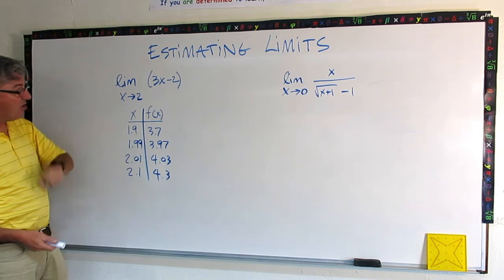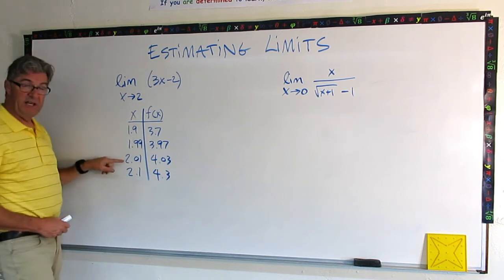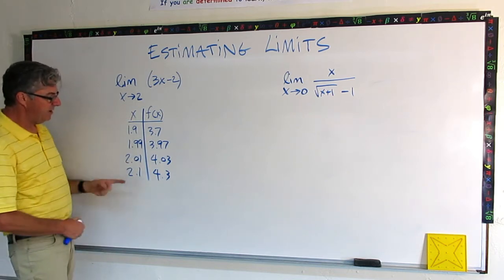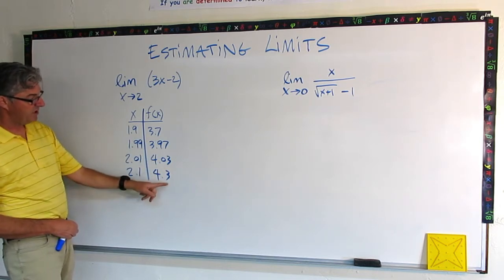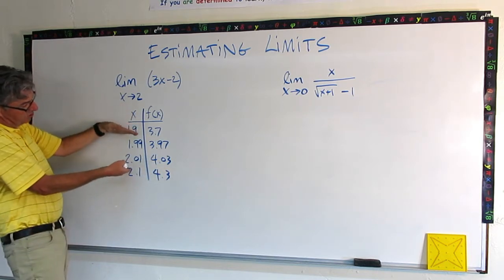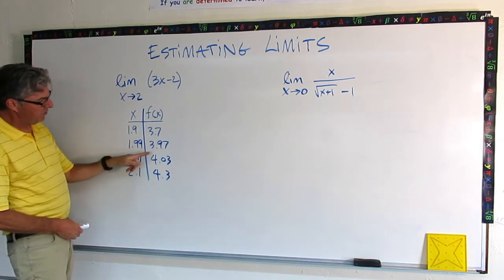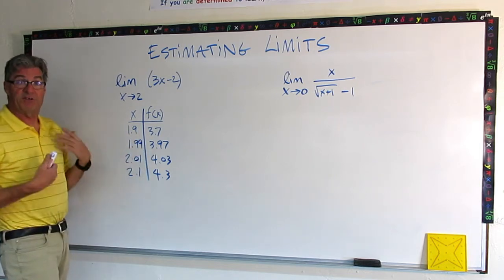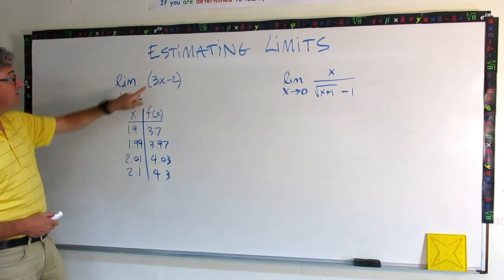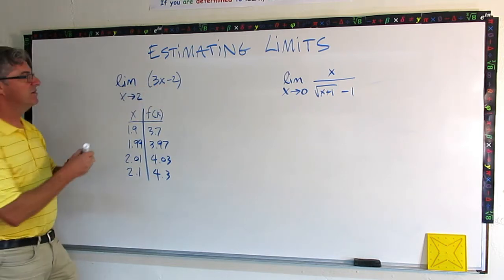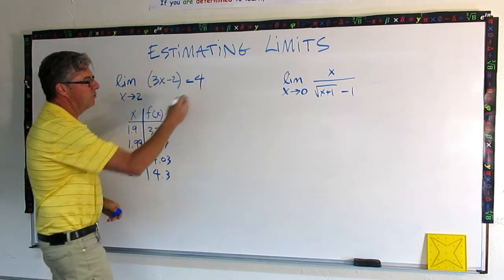Now let's check the other side of 2. Getting really close here, 2.01. If I plug that in, I get 4.03. If I go up to 2.1, I get 4.3. So you can see that as I approach 2 from each side, I'm getting really close to 4. And you can check now by plugging 2 in, and you'll get 4. So the limit for this one is 4.